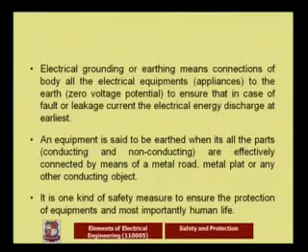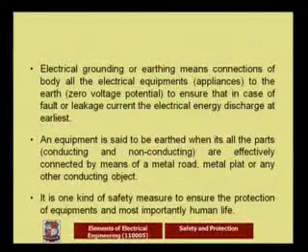Now electrical grounding or earthing means connection of all the electrical equipment, whether live or non-live, metallic or non-metallic, appliances, whatever, at zero potential, so that in the case of a fault or leakage, that faulty quantity will directly go to the zero reference or zero potential. So that is the basic use of grounding or earthing.